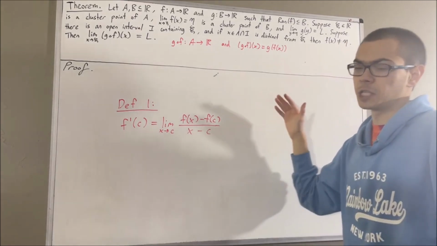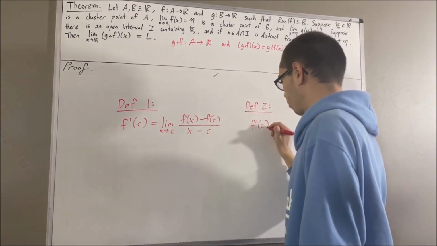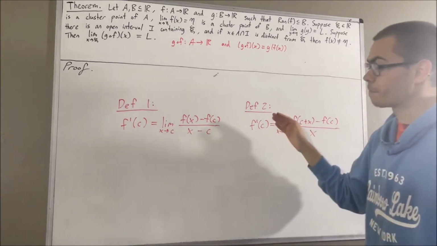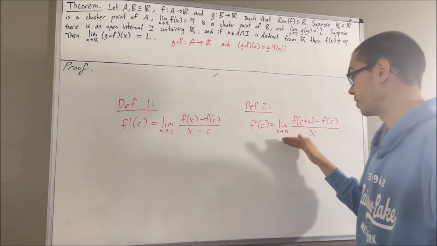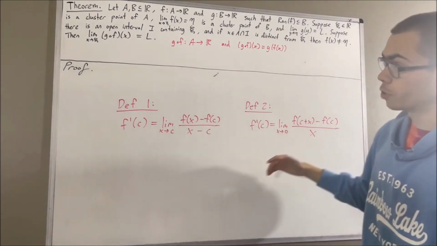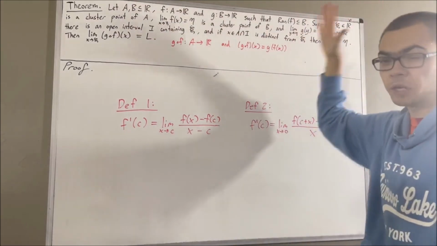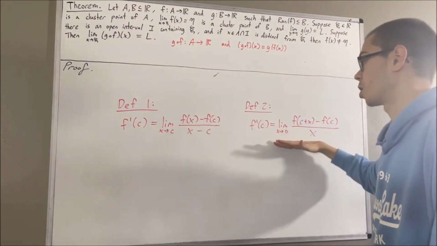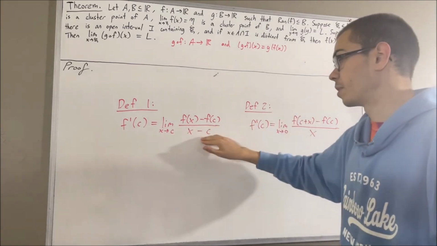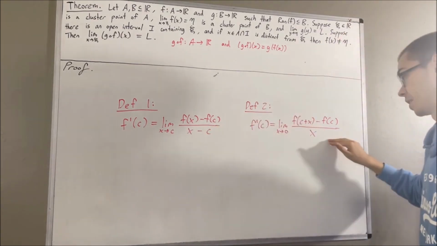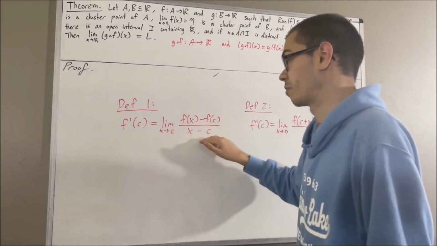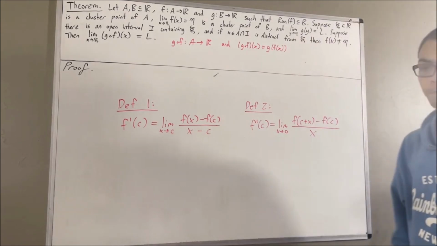Here's the other definition. The derivative of f at c is defined to be this limit, if it exists. Now, you can use this theorem to rigorously establish that these two definitions are equivalent. And when we say equivalent, we mean if this limit exists, then this limit exists, and the two limits are equal. If this limit exists, then this limit exists, and the two limits are equal.